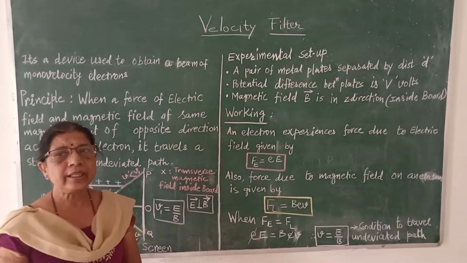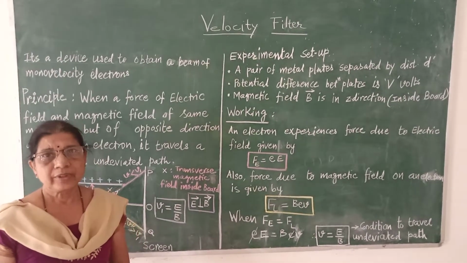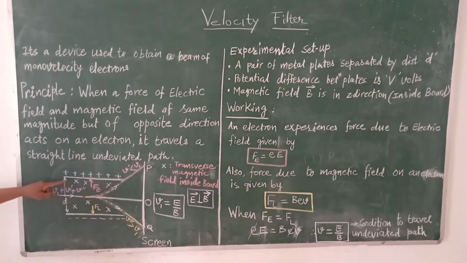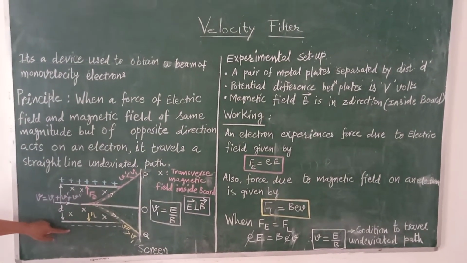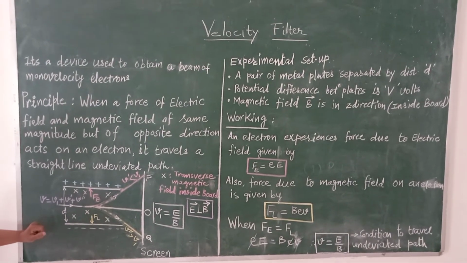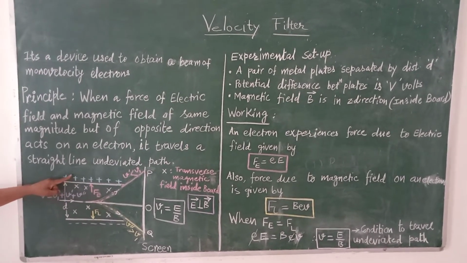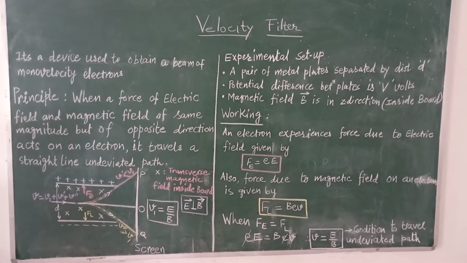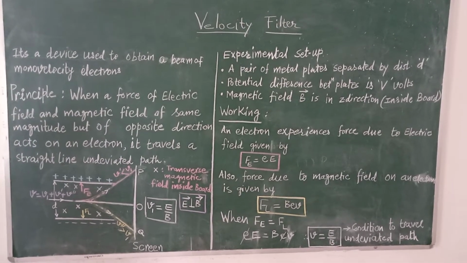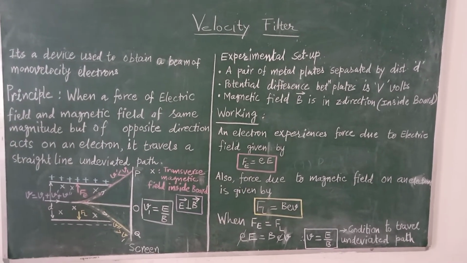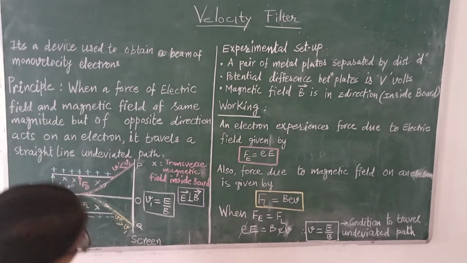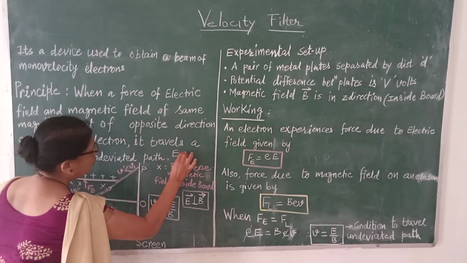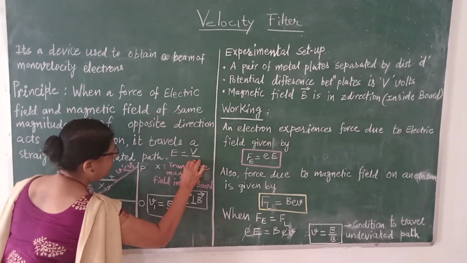In order to generate the uniform electric field, the experimental setup consists of a pair of metal plates, upper and lower, separated by a small distance d. The upper plate is positively charged, the lower plate is negatively charged, and they have a potential difference of V volts that will generate a uniform electric field given by the equation E is equal to V by d.